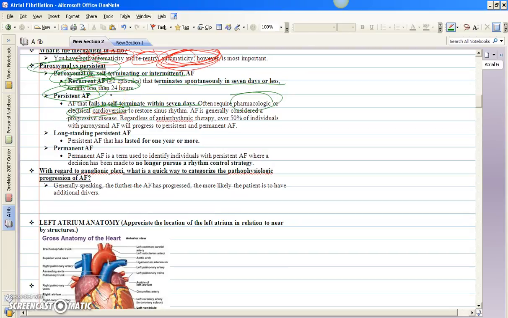One thing to take note of is that regardless of therapy, over 50% of individuals with paroxysmal ultimately progress to persistent and possibly even permanent. And long-standing persistent, what is that? It's persistent AF that has lasted for over 1 year. And permanent is a term used to define an individual with persistent AF where a decision has been made by both the patient as well as the physician to no longer pursue a rhythm control strategy.